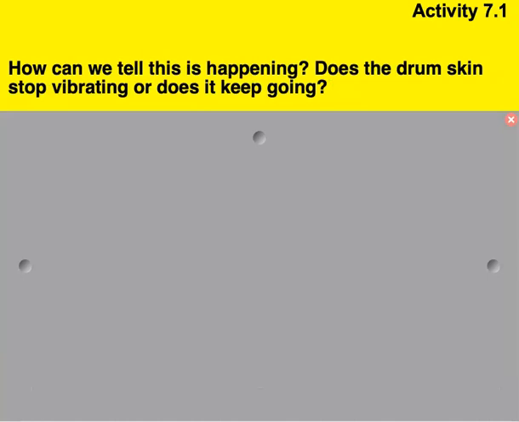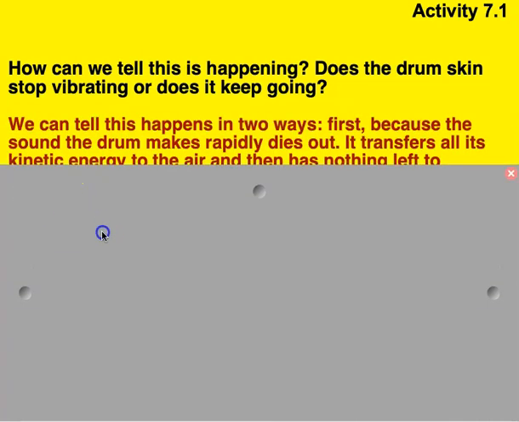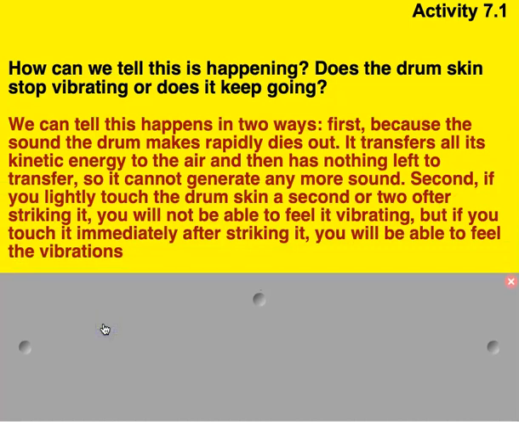So how can we tell this is happening? Does the drum skin stop vibrating, or does it keep going? And there's actually two different ways you can see this. So first of all, because the drum is transferring its energy to the air, the sound is going to die out pretty quickly. Here I use the word rapidly because the sound the drum makes rapidly dies out. So we're going to hear that the energy went somewhere because it dies out rapidly.